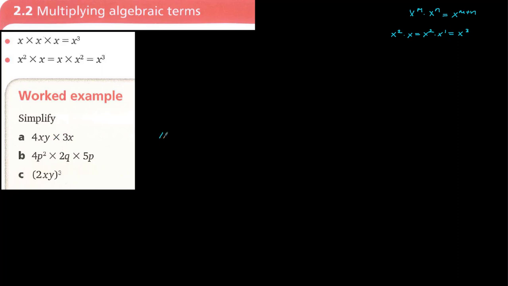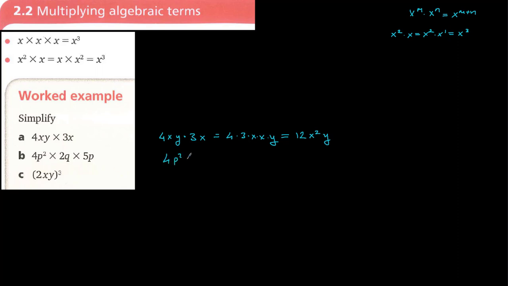Here, if I say 4xy times 3x, I'm going to multiply 4 and 3 because they are in the same form, their numbers. Then x times x, I'm going to multiply, then y is alone only. It's going to be like that here, and the answer of this expression is 12x squared y.